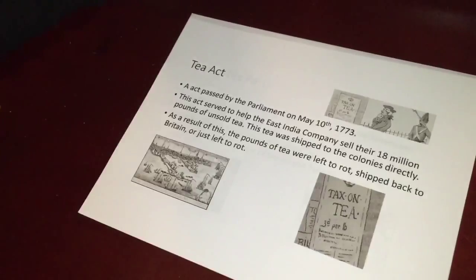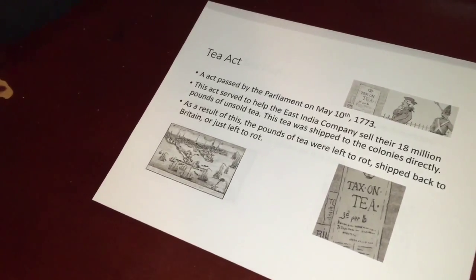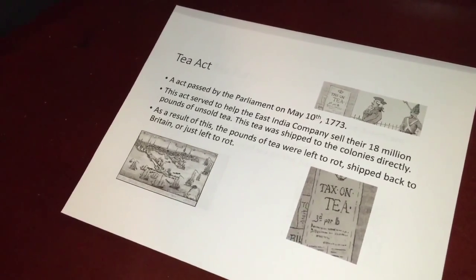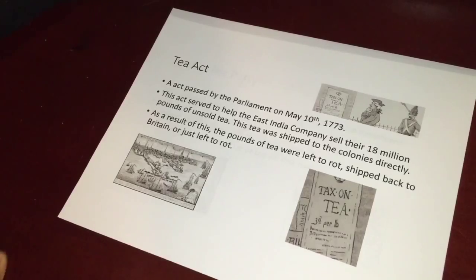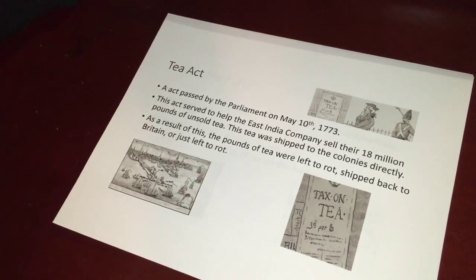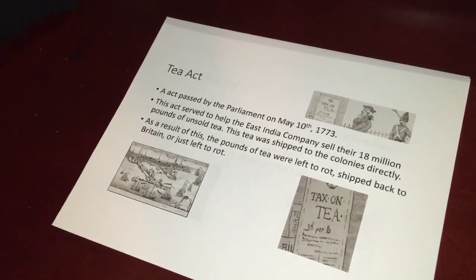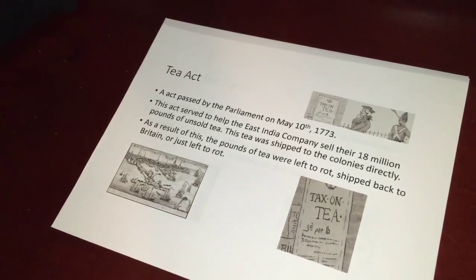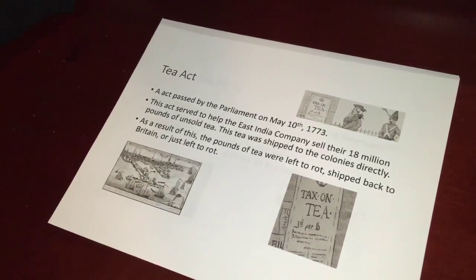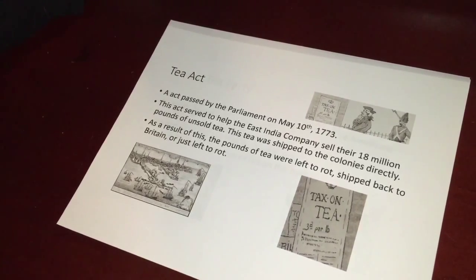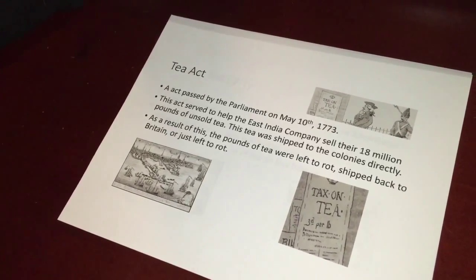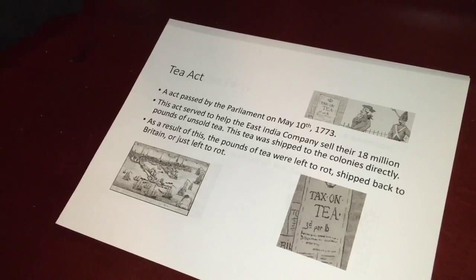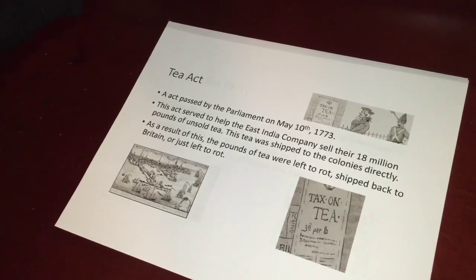As we continue, we get the Tea Act. This was an act passed by Parliament on May 10th, 1773. It served to help the East India Company sell all 18 million pounds of tea that they had to the colonies. But as a result of this, the colonies didn't even buy it. Tea was just left to rot, shipped back to Britain, or, again, left to rot.